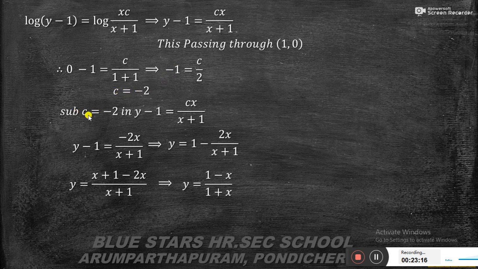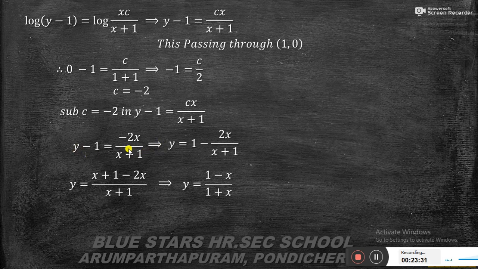Therefore, substitute c equals minus 2 in y minus 1 equals cx by x plus 1. So y minus 1 equals minus 2 into x by x plus 1. In the next step, I write it.